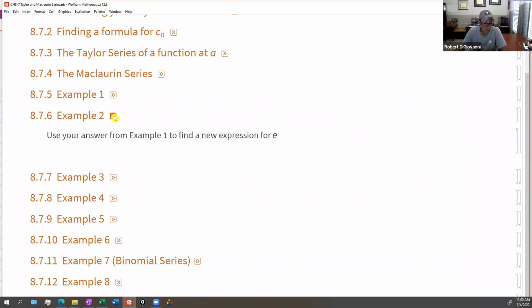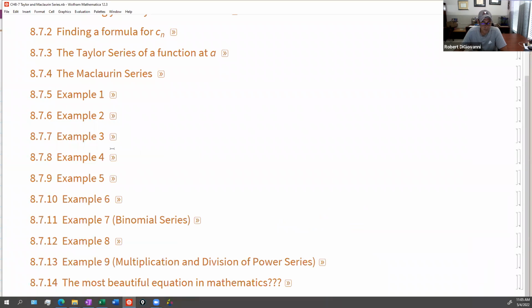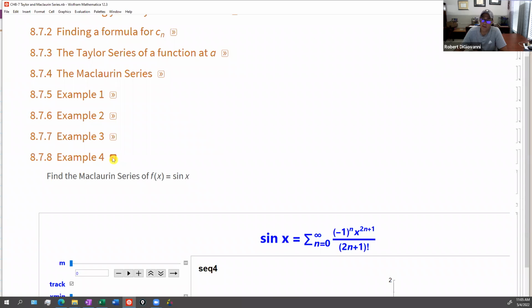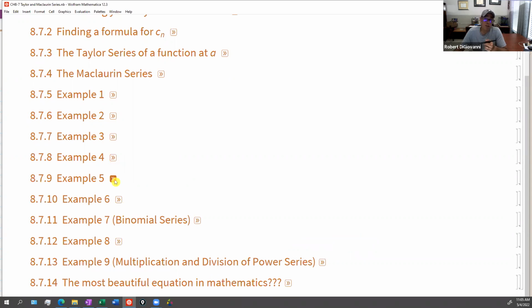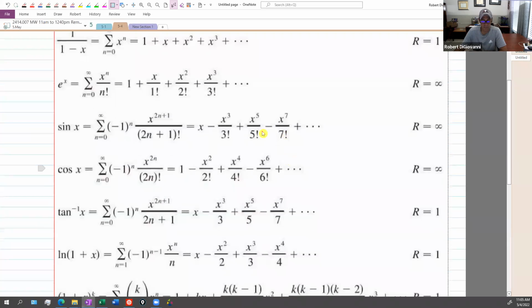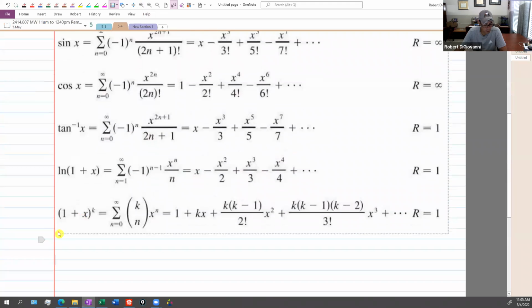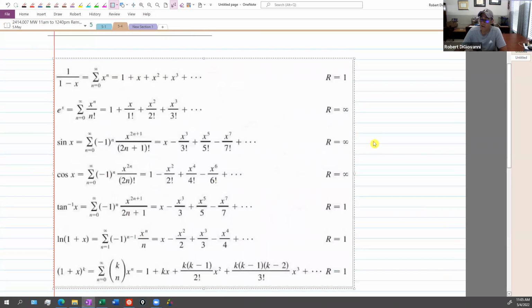Okay, so we covered that. We did not do example 3, but we did example 4. We found the Maclaurin series for sine, and we found the Maclaurin series for cosine. So in your formula sheets, in Canvas under Files, you will find a page called the Maclaurin series table, and it looks like this. Let me make this a little smaller so you can see it all. This you're allowed to have on your exam.